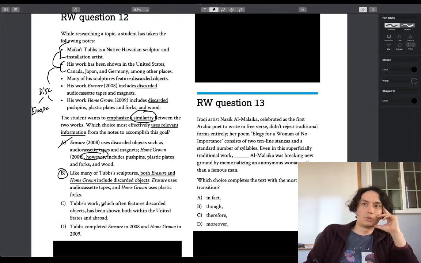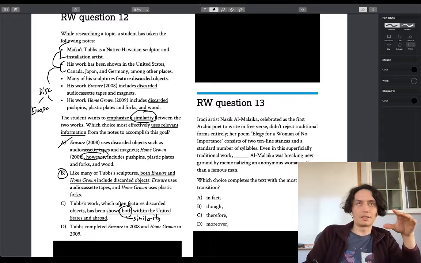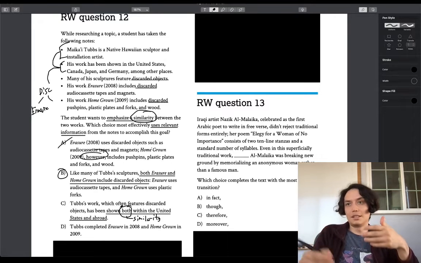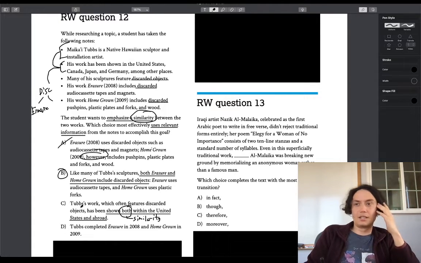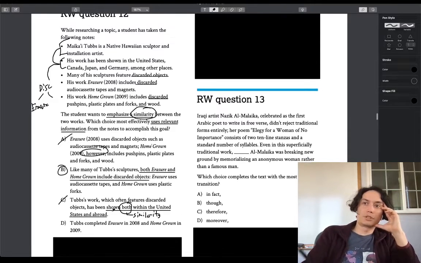All right, Tubbs' work, which often features discarded objects, has been shown both within the United States and abroad. Oh, this is interesting. It's like, oh, this is like a similarity, right? But it's not a similarity. To the extent to which it is a similarity, it's the United States and also abroad. It's not a similarity between the works. It's like a similarity between two regions. Yeah, it's a little bit clever. Tubbs completed these. That's funny. You're like, oh, I guess these are similar.